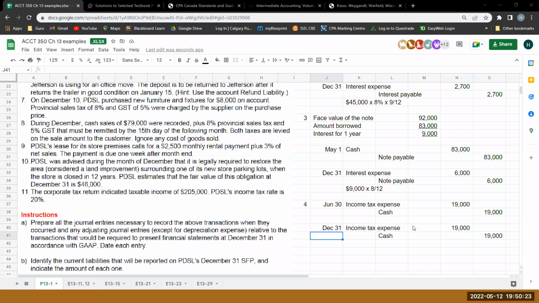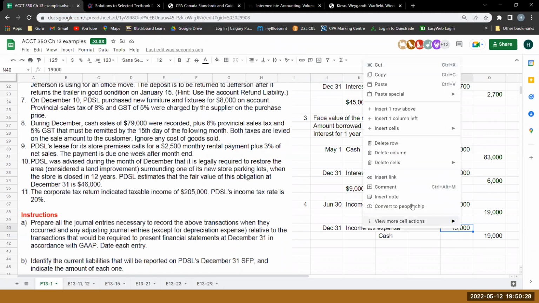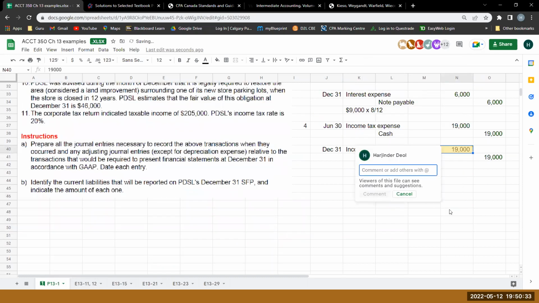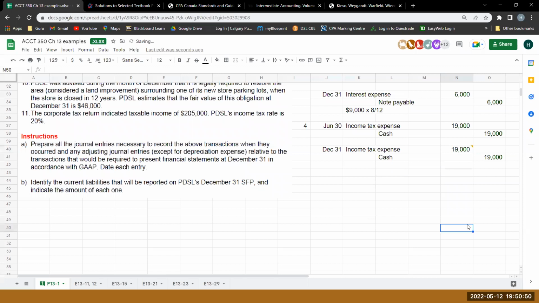If you want to just keep a note for yourself, all you need to do is right click and you can put in a comment, right? You can click comment and here you can make a note for yourself. So, income tax liability not yet determined, so debit expense, like something that you want to be able to remember in the future. You're able to do that and it'll just save as a comment. All right, that is something that you'll be able to do here.